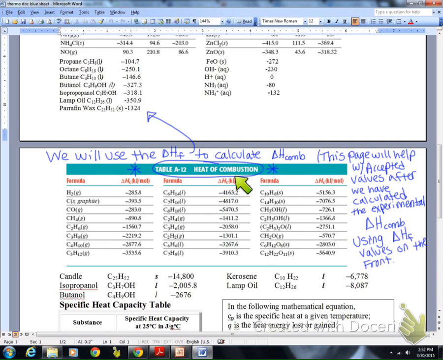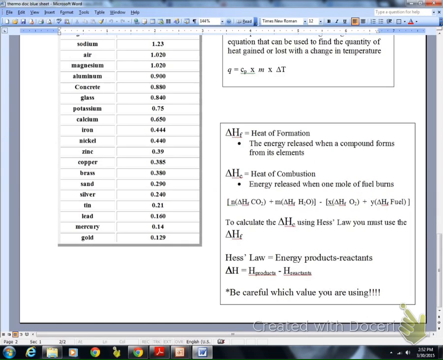When we do our Hess's Law acid and base lab, it's not going to be that much of a difference, but in the fuels lab we're going to have to really focus on what side of the page we're dealing with. We're going to have to make sure that we use this only as the accepted values to help us calculate our percent error, and this to help us actually calculate what our lab heat of combustion will be.